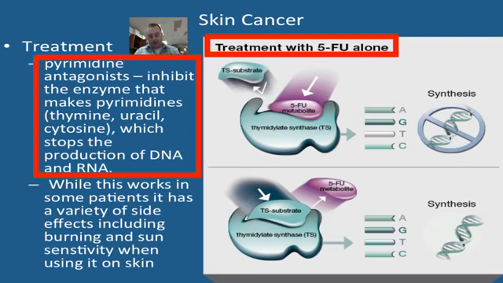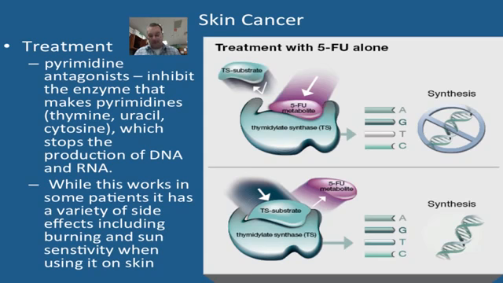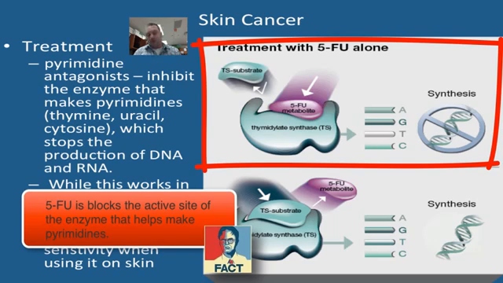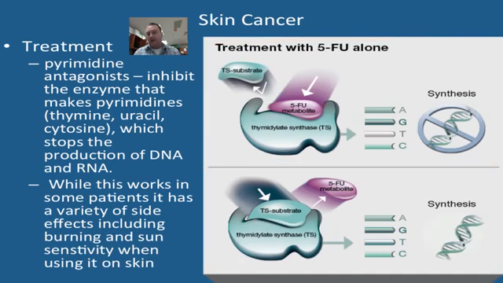All right, pyrimidines are types of the nucleotide bases, for example, thymine, uracil, and cytosine. And the pyrimidine antagonist, like 5-FU, is going to prevent the enzyme that makes these pyrimidines from doing its job. So in other words, you're not making thymine, you're not making uracil, and you're not making cytosine. So it's going to be impossible for this cell to go through DNA replication. If you don't go through DNA replication, you cannot go through mitosis. In other words, you can't make more cells.